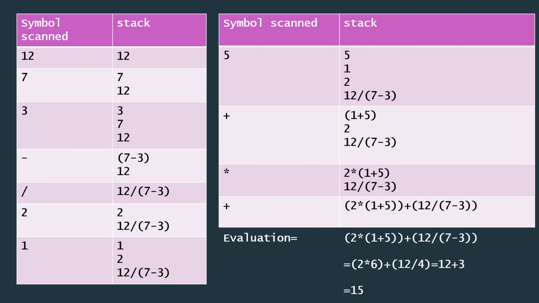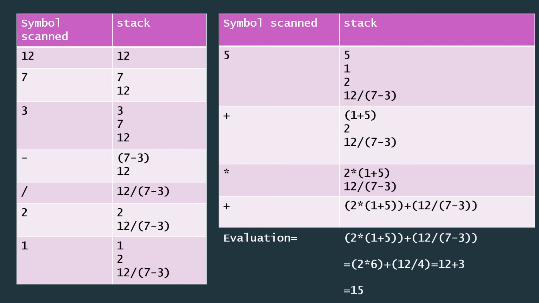Now 2 is the next operand which will go to the stack. Now 1 is the next one that will also go to the top position of the stack. The next symbol is 5, that will again be placed in the top position of the stack. Now next the plus operation has to be done. So the top two elements will be popped, that is 5 and 1, and the plus operator will be placed in between them. So 1 plus 5, 2, and 12 division 7 minus 3. That's the position of the stack right now.